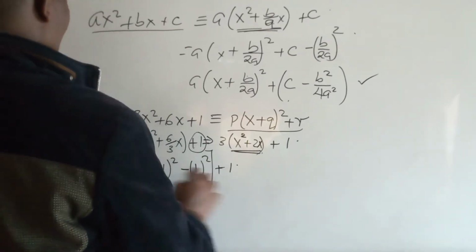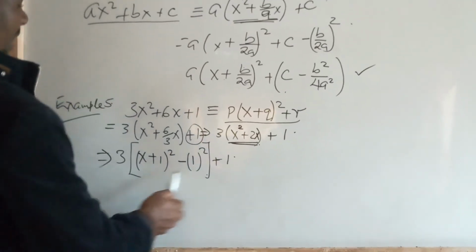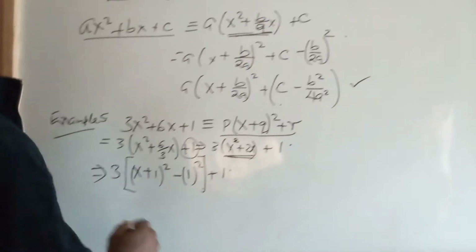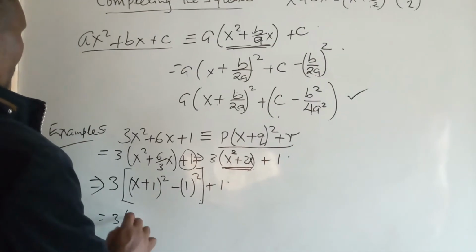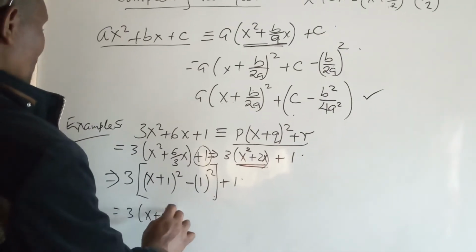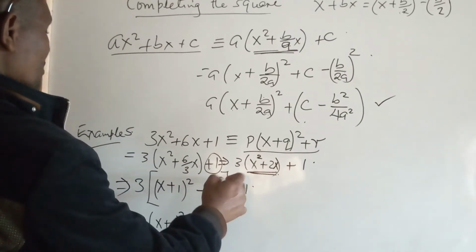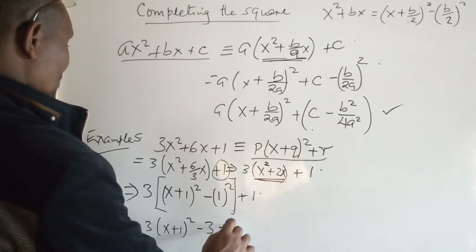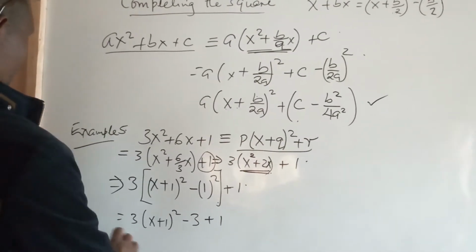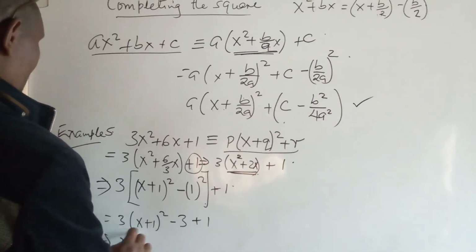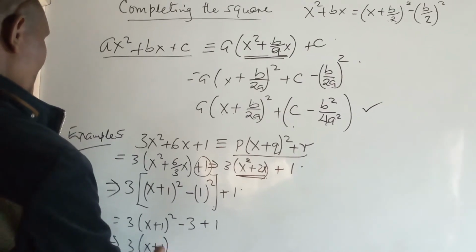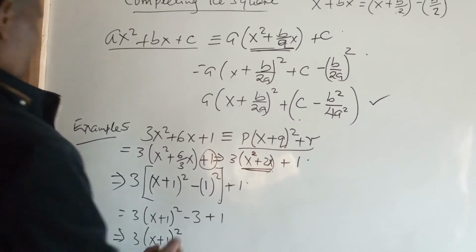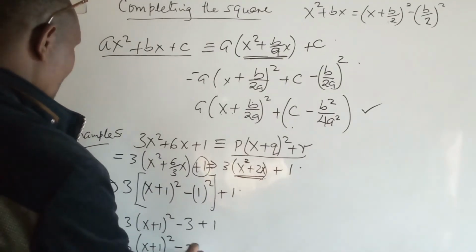Note that this 3 affects only the completing the square part. So if you have to open the brackets, you're going to have 3 times x plus 1 squared minus 1 squared times 3 minus 3 plus 1. So at the end of the day, we're going to have something that looks like 3 times x plus 1 squared minus 3 plus 1, which is minus 2.